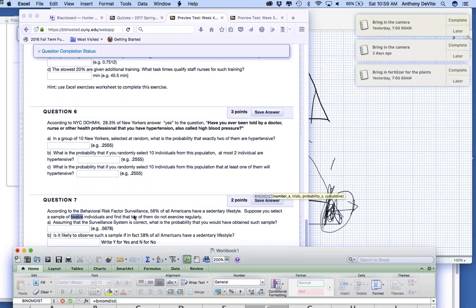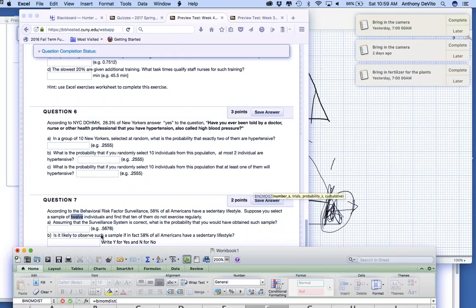So 10 seems like a lot out of 12 for something that's only 60%, right? So we have the probability, the number of trials, and the number of successes, which is 10. If we say false for cumulative, it gives us the probability for that exact situation, not 10, 9, 8, 7, 6, and so on, but just for that exact situation. Suppose you sample, assuming that's correct, what's the probability you would have obtained such a sample? Sounds like to me it's asking for that exact situation.